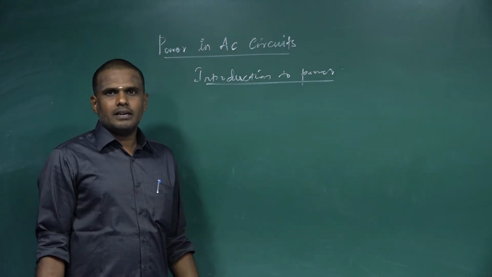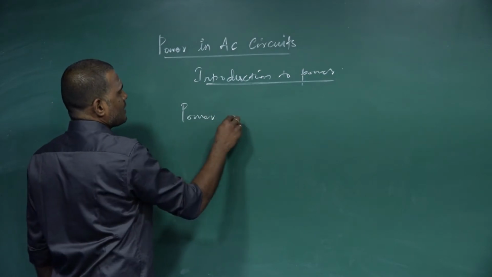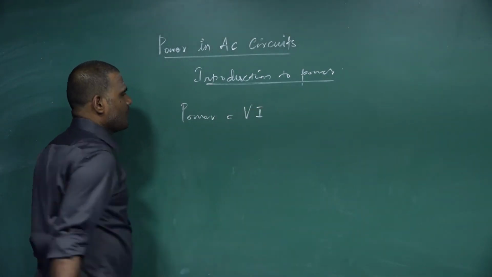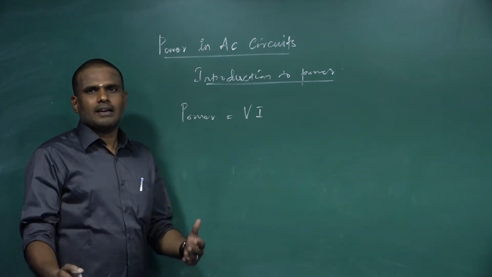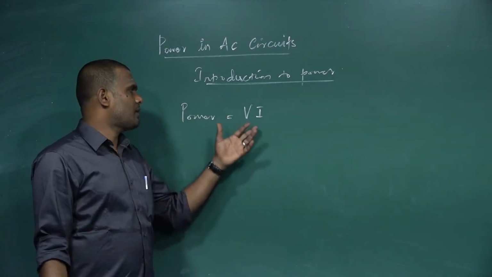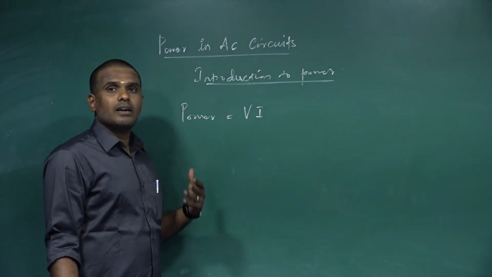And we can say power in an electrical circuit is the product of voltage and current. For direct current circuits, we can simply take the product of the applied voltage and applied current to obtain power. But in an AC circuit, we cannot do so.